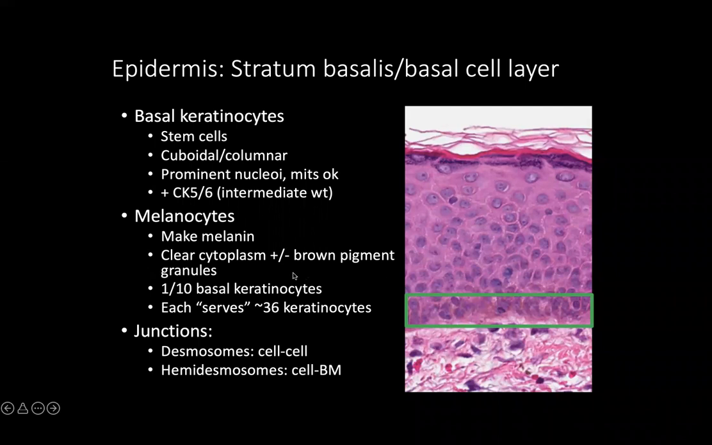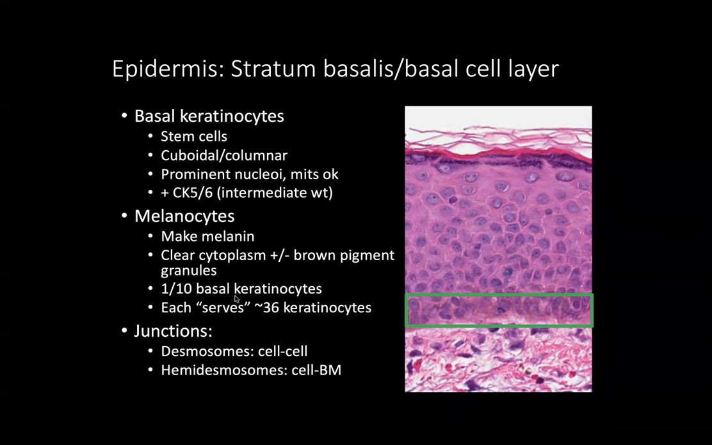Melanocytes, as we mentioned, are the cells that make melanin pigment. As I'm sure you know, they have more of a clear to gray cytoplasm. They can have the brown pigment granules, but keep in mind that the cell that's most commonly going to have the pigment granules are the keratinocytes, because the melanocytes actually deliver the pigment to the keratinocytes.